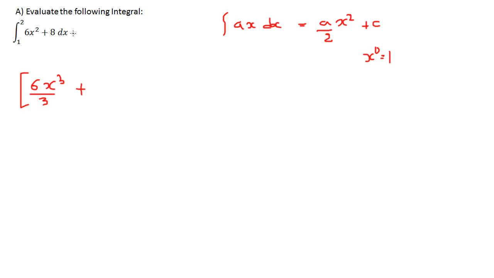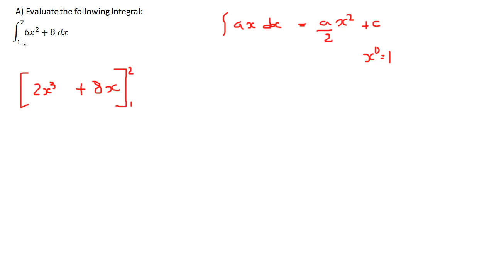So this becomes 8x, and this is to the power of 1. We don't have to divide by 1 because it's always the same. And then we close our square brackets and we put our limits in, so 2 and 1. Before we go to our next step, we will simplify this. So 6 divided by 3 is 2, so we'll have 2x cubed, and this is our integral evaluated.